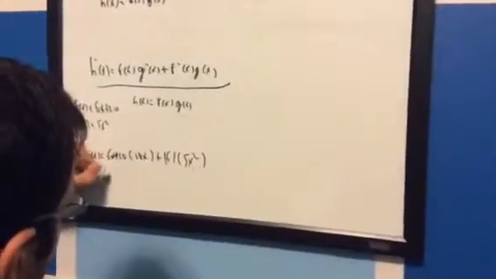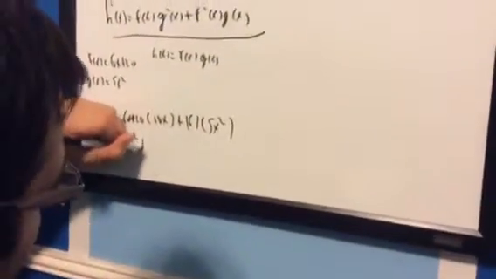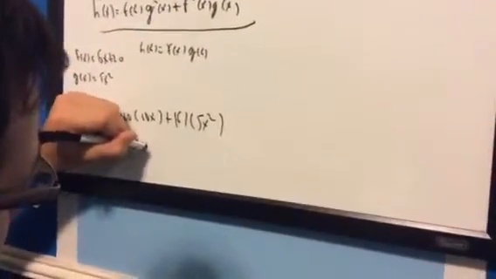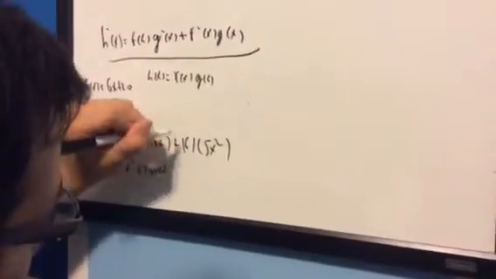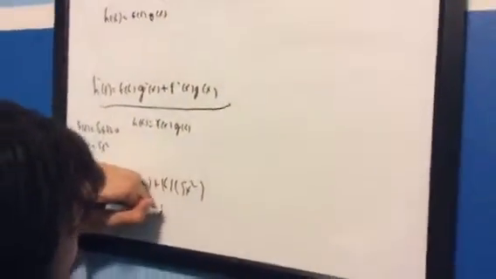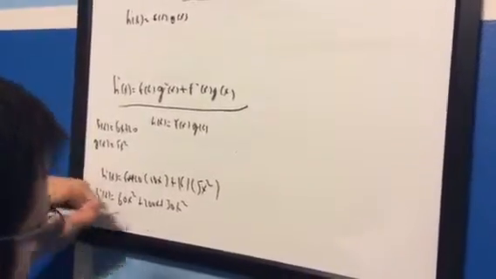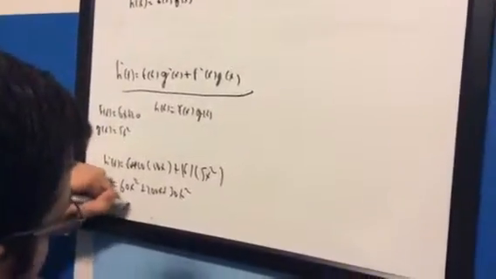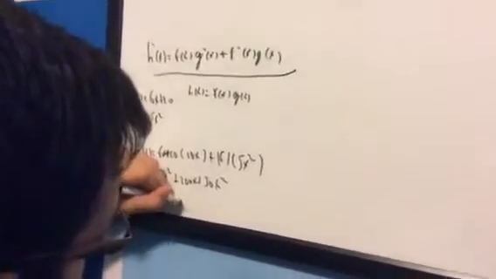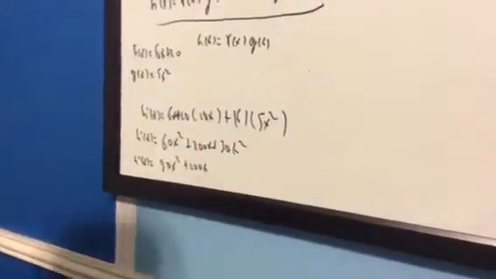This will be 60x squared plus 200x plus 30x squared, which is equal to 90x squared plus 200x. Pretty simple, right? Let's mix it up a little bit.